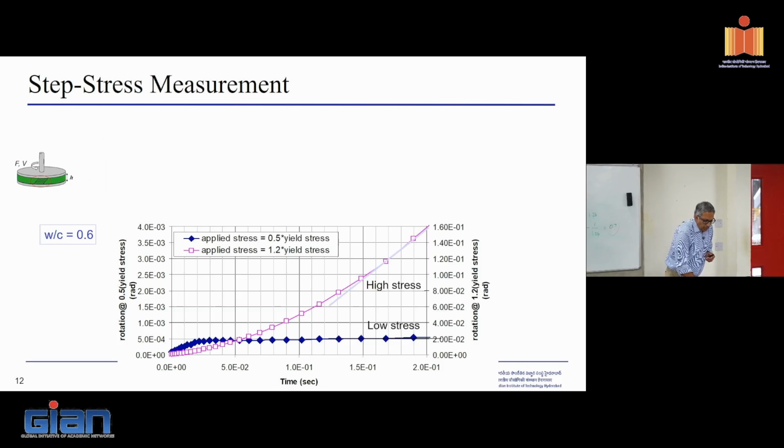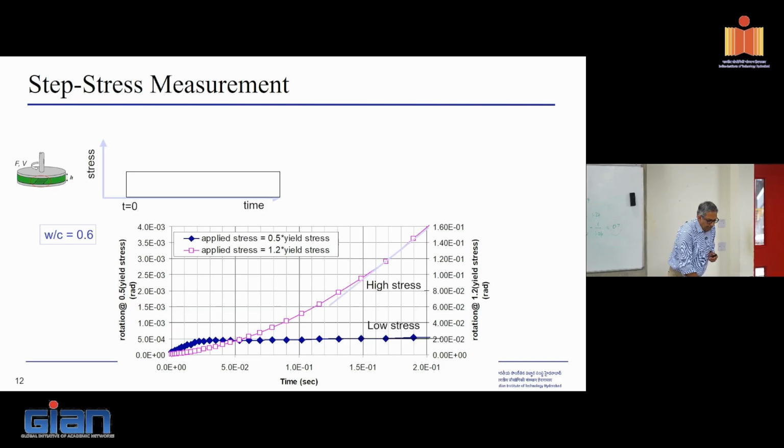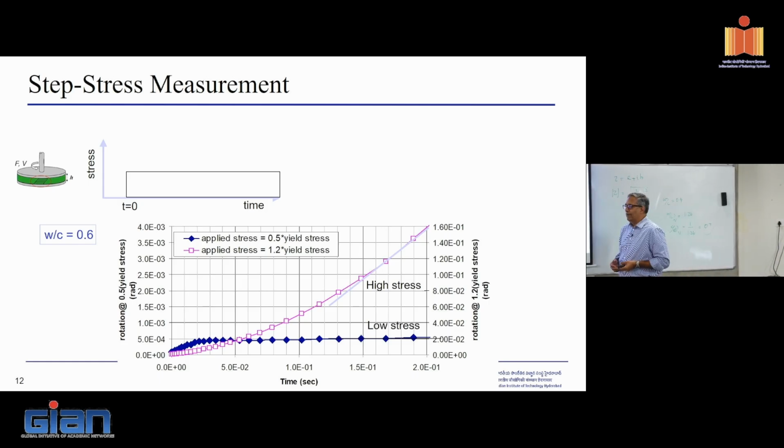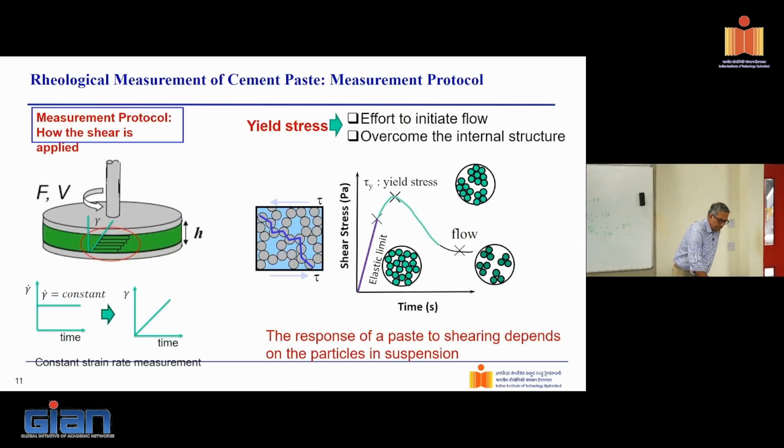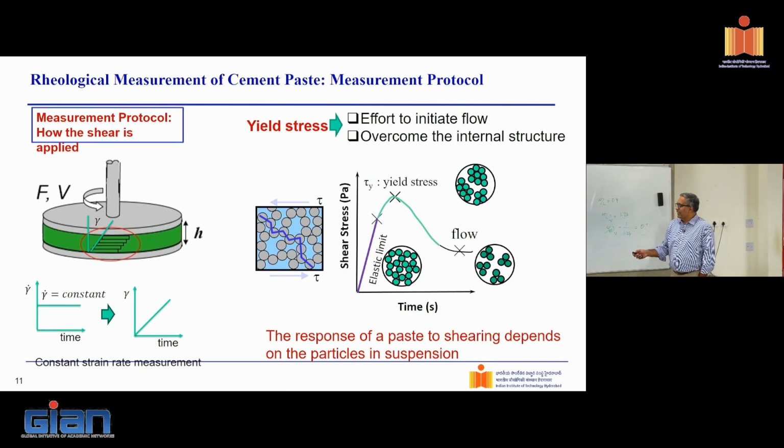So how can we establish that there is a solid skeleton inside the cement paste? Suppose I do a simple experiment. It's called a step stress experiment. What's a step stress? Suppose I look at this response of the cement paste, and I say this is my yield stress. I can determine the value of this yield stress. Suppose I apply a stress in this range here and hold it constant. What do you expect to see?